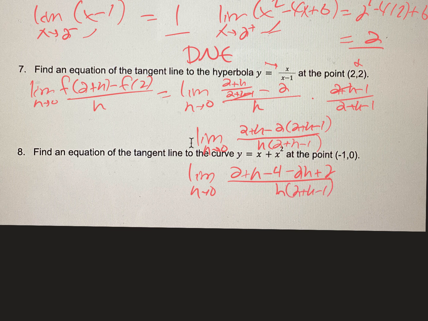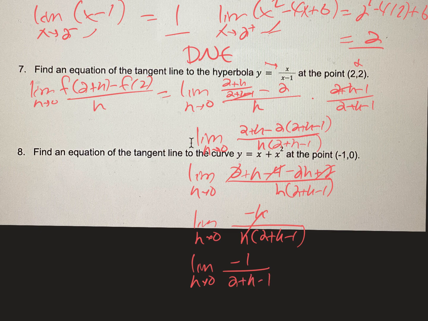First thing I notice is 2 plus 2 is 4, 4 and the negative 4, that's gone. So my numerator is down to negative h. My denominator, I have h and 2 plus h minus 1. Those h's cancel. So I'm down to the limit as h goes to 0 of negative 1 over 2 plus h minus 1. I'm going to plug in a 0 right there. I get a negative 1 over 2 minus 1, which is 1. Negative 1. Now, all that work, that's just the slope.